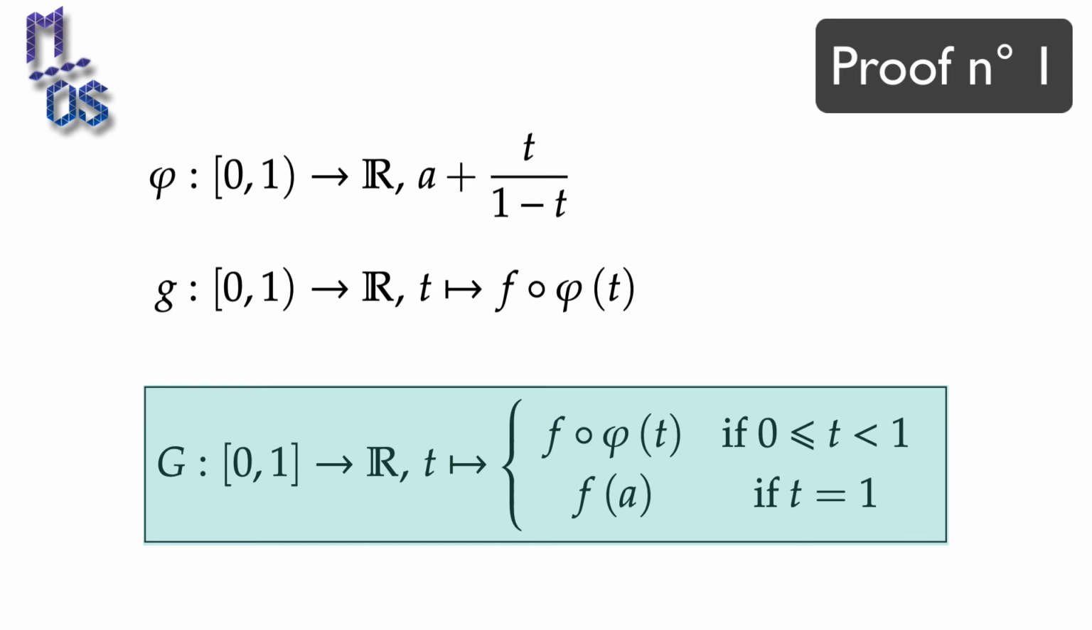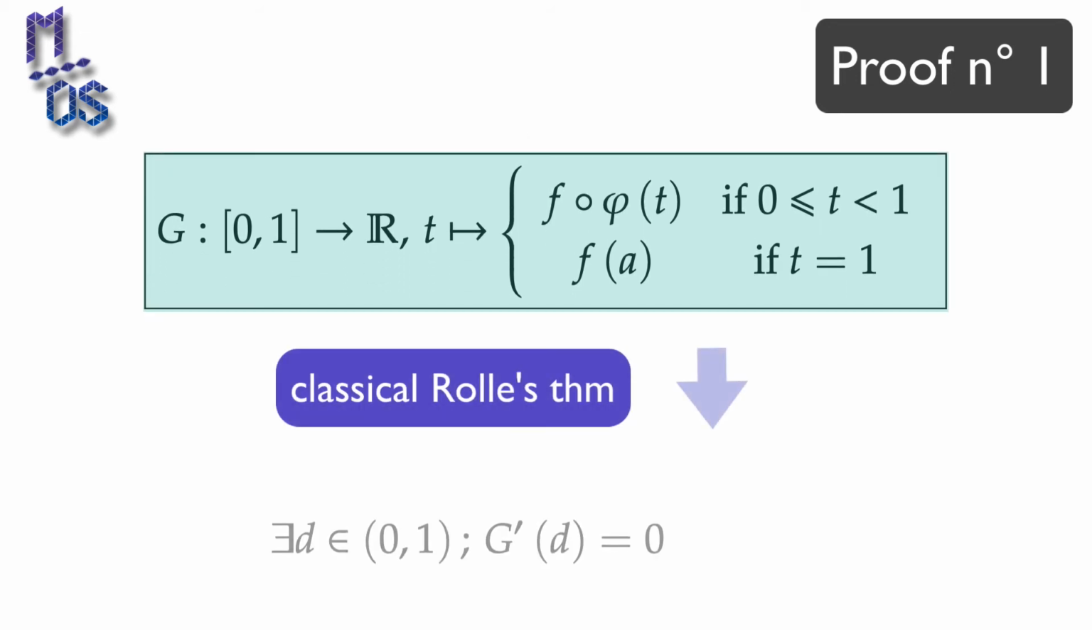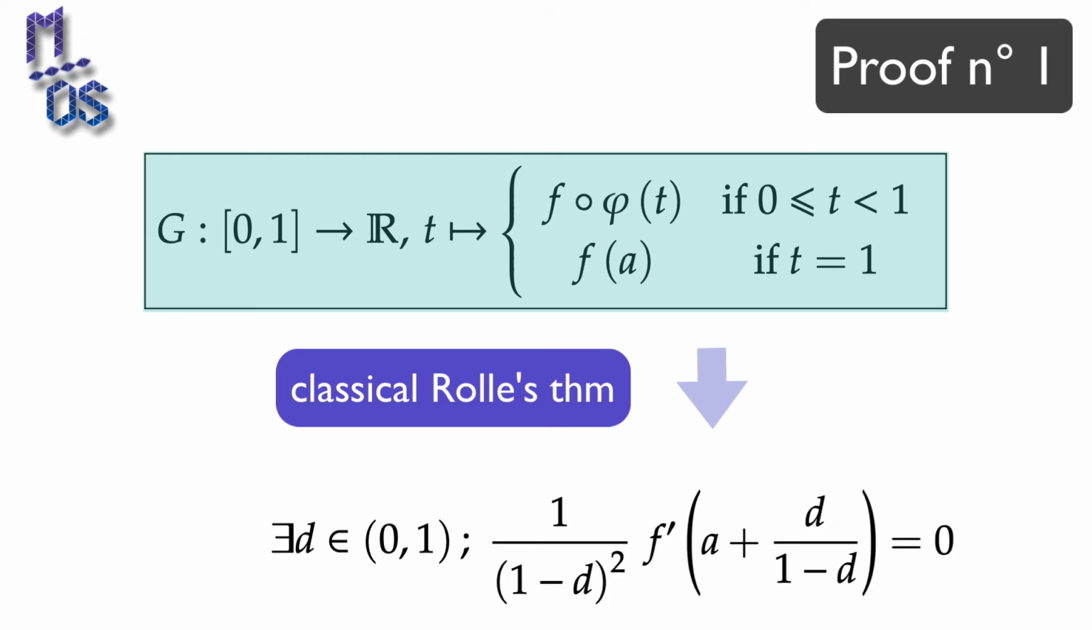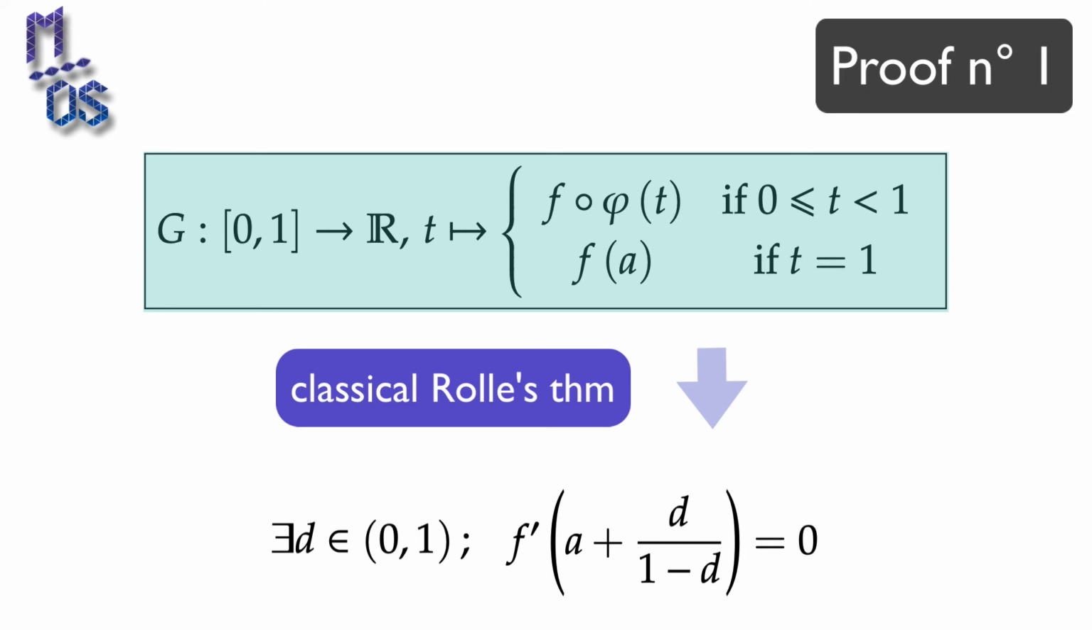Now, we can apply the classical Rolle's theorem to uppercase G, and we know that there exists some d between 0 and 1 such that uppercase G prime of d is 0, which means the following relation. But this fraction is not 0, and so we have reached the desired conclusion. F prime vanishes somewhere inside its domain.